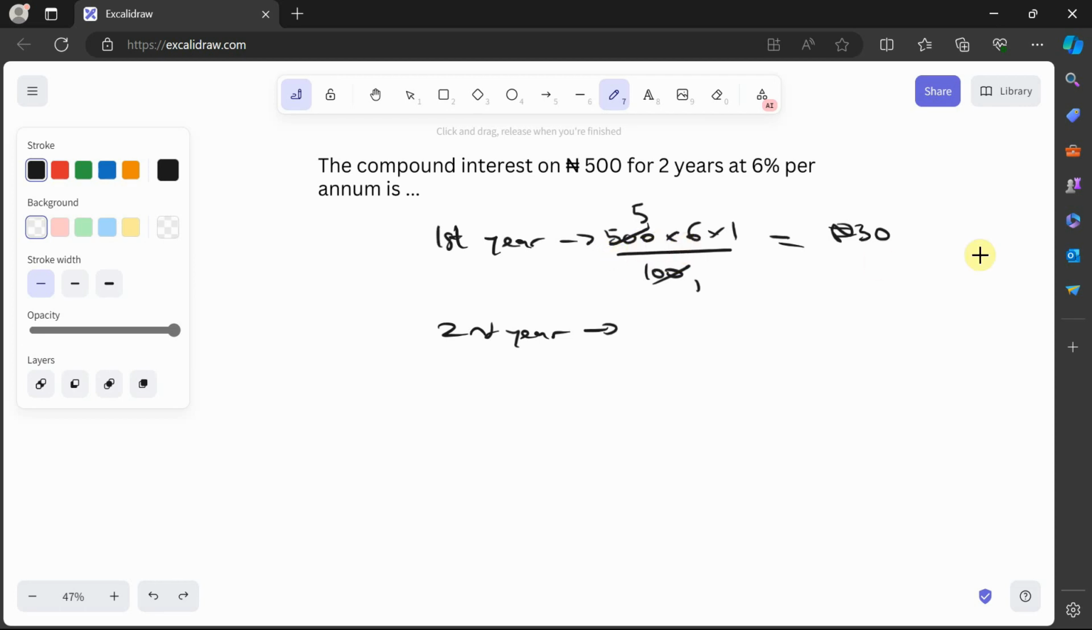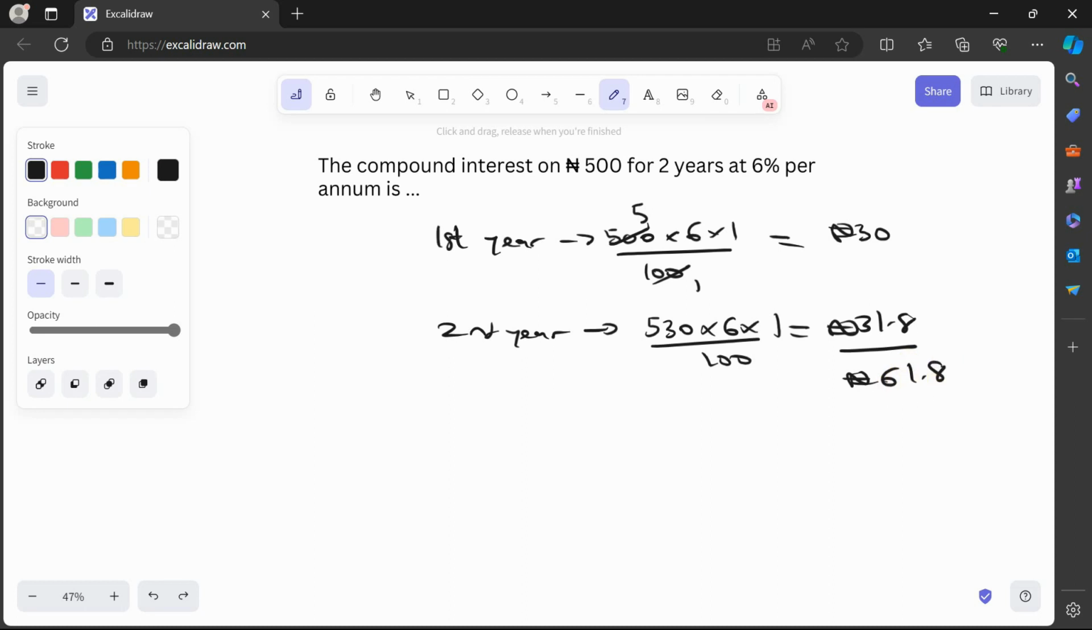Our principal will now be 500 plus the interest that's already gained in the first year. So that will be 500 plus 30, which is 530, multiplied by 6, multiplied by the number of years, which is 1, all over 100. If you do this, 530 times 6 divided by 100 will give you 31.8. So in the second year, he also gained 31.8 naira. If you add both of them together, that will be 61.8 naira.